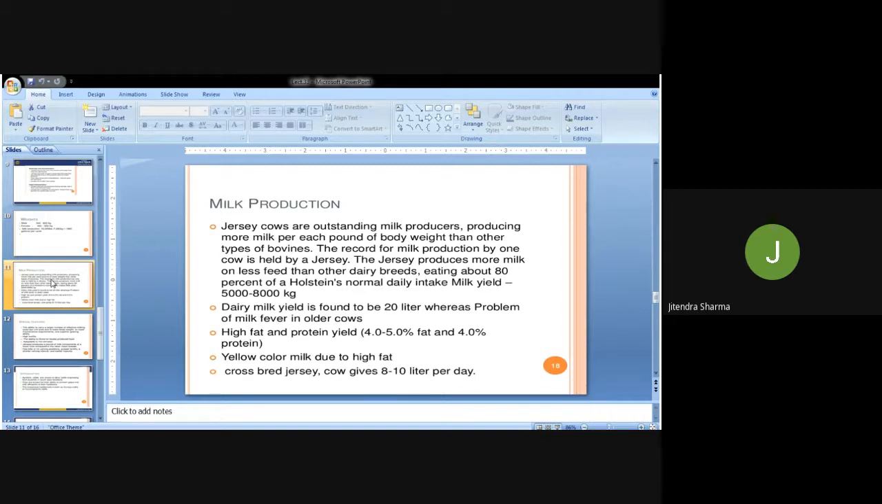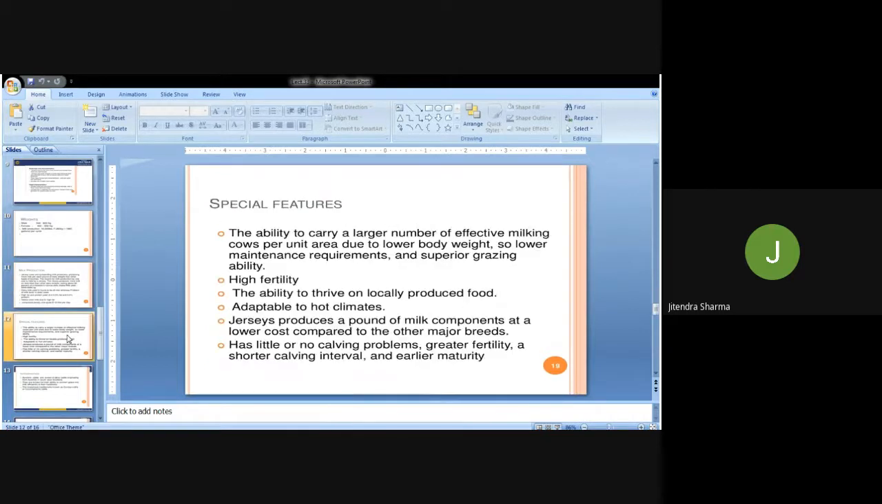High fat and protein, 4 to 5% fat and 4% protein. Yellow colored milk is due to the high fat and the presence of carotene. A crossbred Jersey cow gives 8 to 10 liters per day. We will prepare crosses with Jersey. They have the capacity to produce 8 to 10 liters of milk.